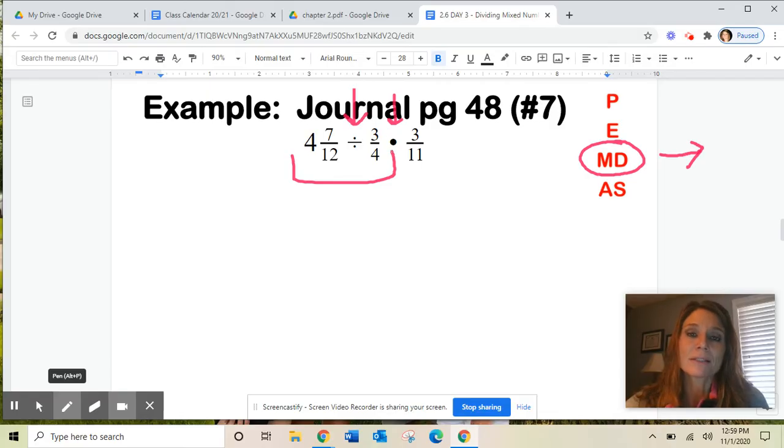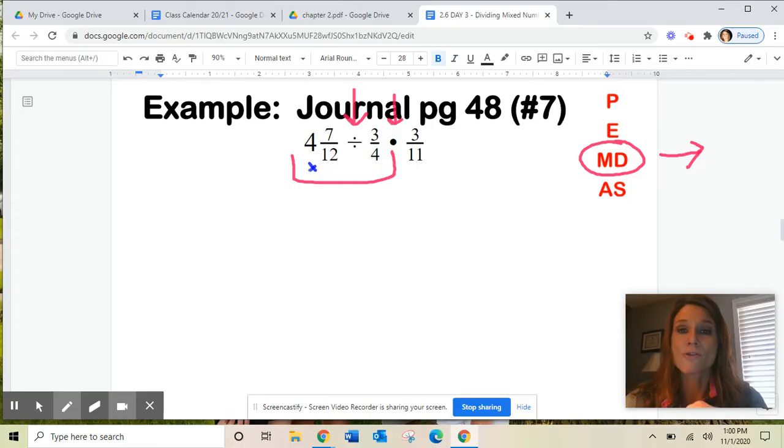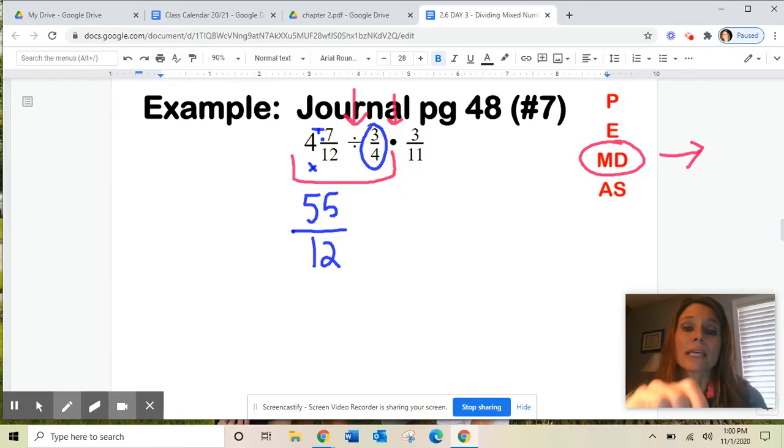When I'm dividing with a mixed number, I have a little bit of preparation first. So I'm going to get these numbers ready. I need to multiply 4 times 12, and I know that that's 48, plus 7 more, and I know that that's 55. 12 stays 12ths, so my mixed is made improper. Since my fraction over here is not a mixed that first needs to be made improper, it's just a regular fraction. Now I'm going to keep the first value the same, so I'm going to keep it improper.